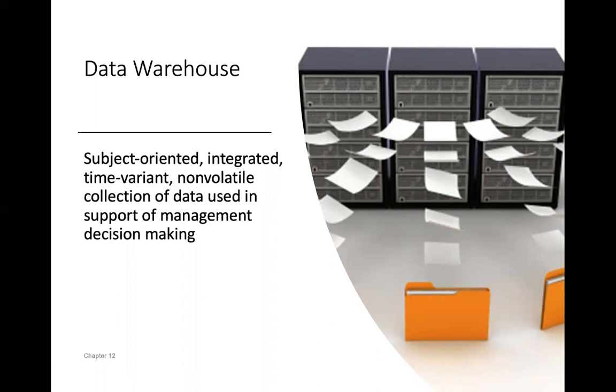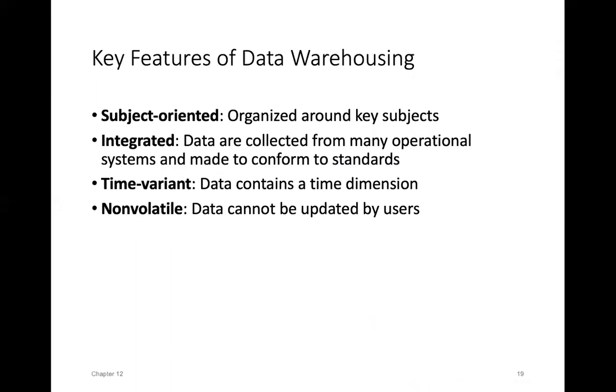So what are the key features? It's subject-oriented, organized around key subjects. We integrate data from many different sources, operational systems, and so on. Time variant means it contains a time dimension, it's all historical. Non-volatile means read-only, data cannot be updated by users. So you wouldn't have a data warehouse stored in an operational system, because in an operational system you've got a lot of churn, and we don't want that to influence our data warehouse data. So it's used to help make decisions.